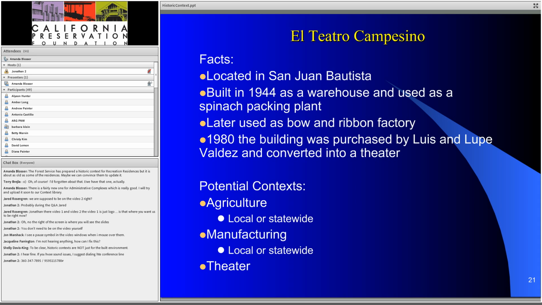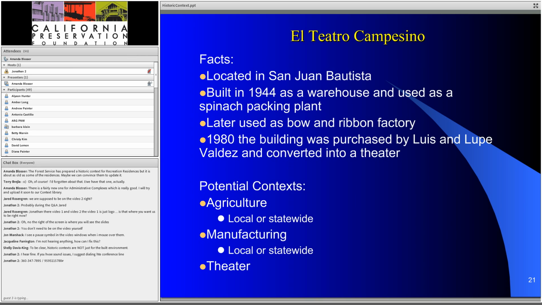It could be eligible within the context of manufacturing as a bow and ribbon factory. I really don't know much about bow and ribbon factory technology, so that's something I would have to research. Could be eligible at the local level, or who knows, maybe there was some important technology that they used within that factory, so it could be important statewide. And then finally, it was used as a theater, so it could be important within the context of theater.